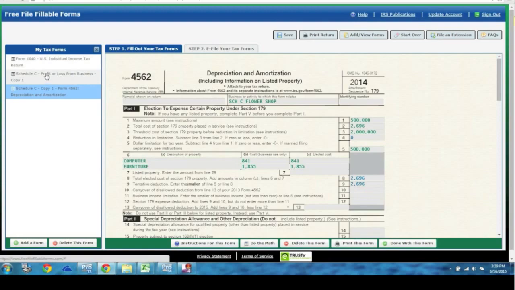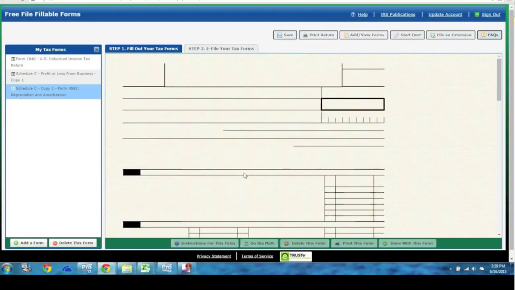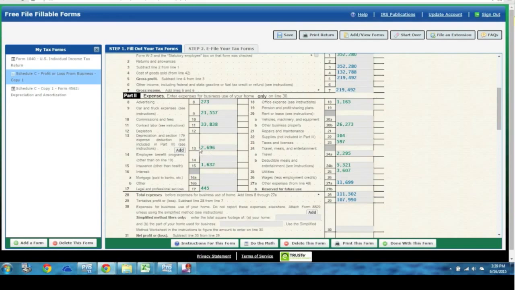So if we go back to the Schedule C, you can see that full amount right here, 2696, as an expense. Insurance, 1632, he writes off his business insurance, which might be general liability, workers' comp, things like that.